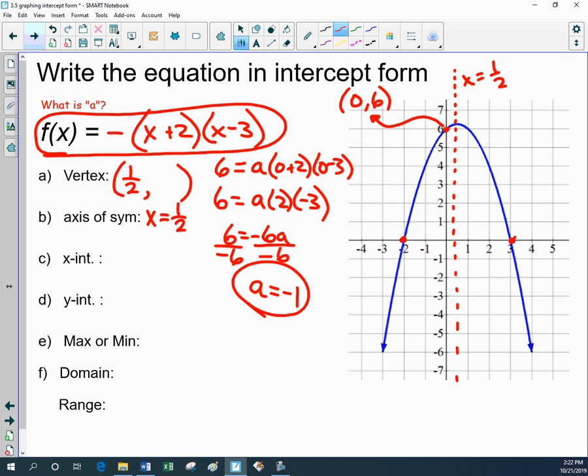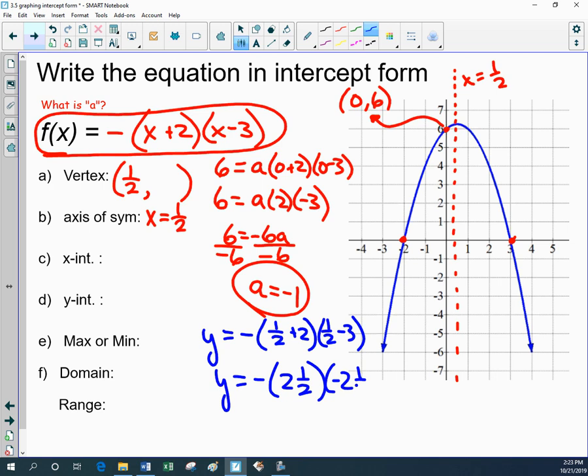Then to find y, we would plug 1/2 in for x. So we would have y equals the opposite of 1/2 plus 2 times 1/2 minus 3. So it would be negative 2.5. Okay, so a negative 1 times 2.5 would be negative 2.5. Negative 2.5 times negative 2.5 would be a positive 6 and 1/4. So the y coordinate is 6 and 1/4.